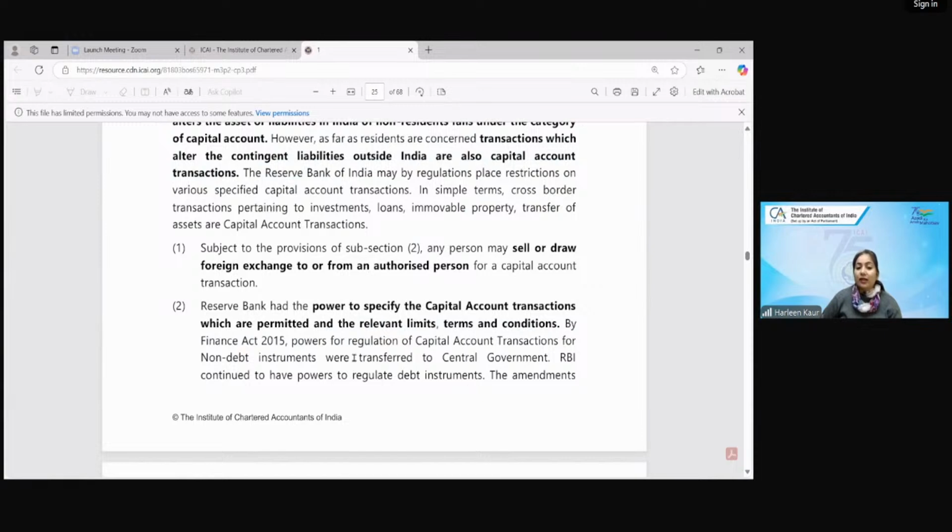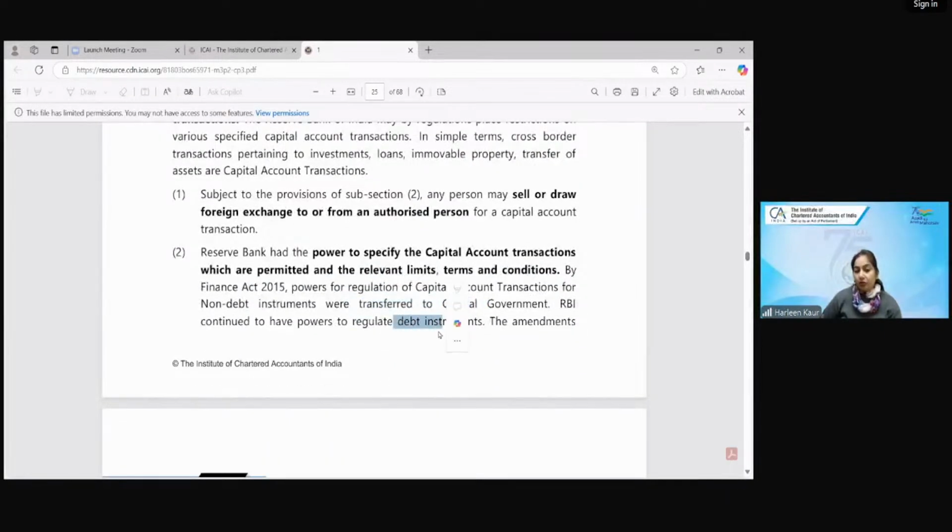The Reserve Bank has the power to specify capital account transactions which are permitted and the relevant terms and conditions. Non-debt instruments are transferred to the central government. RBI has the power to regulate debt instruments. So earlier, what was happening? Non-debt means the asset-related instruments.